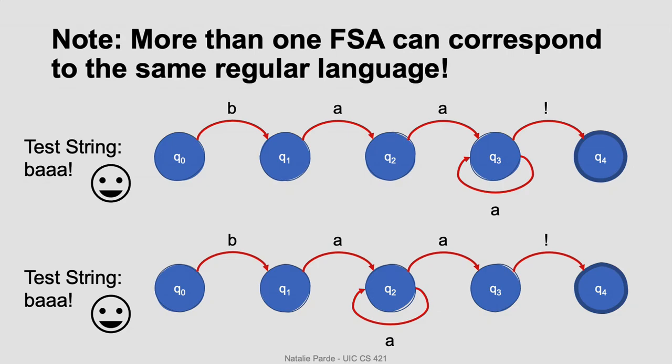So we saw 2 different examples with our finite state model. One was accepted and the other was rejected. Note that more than one FSA can correspond to the same regular language. For example, a test string of ba with 3 A's followed by an exclamation mark could be accepted either by the FSA we just saw in the examples or by a different, slightly stranger FSA where Q2 is the state with multiple possible transitions.